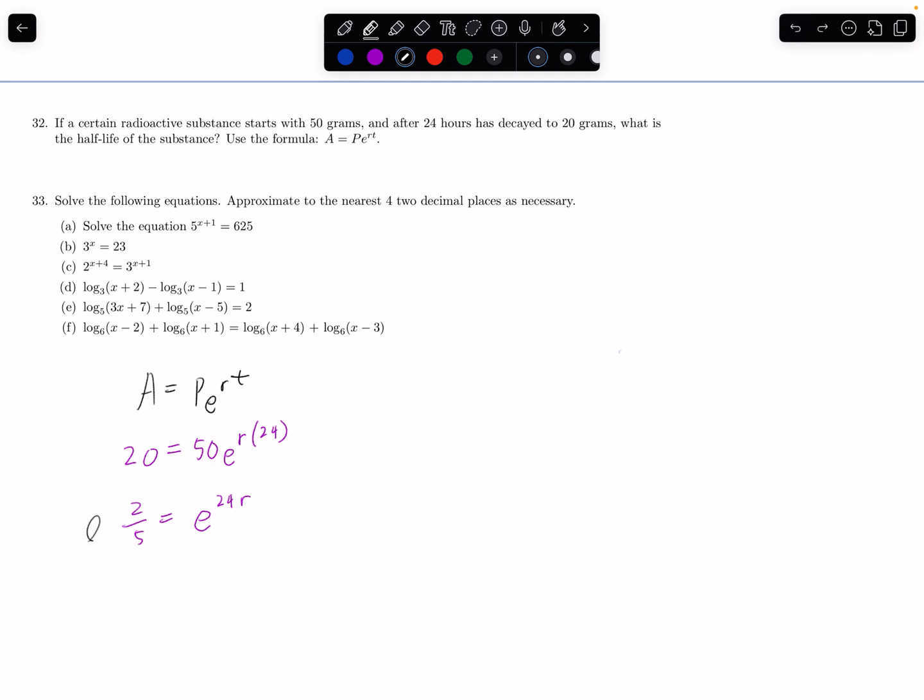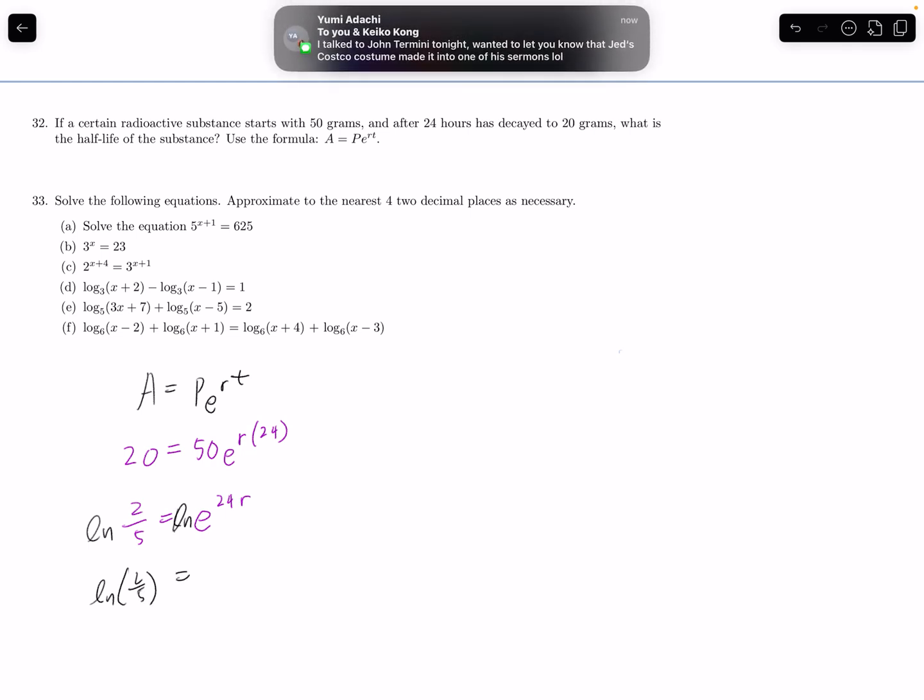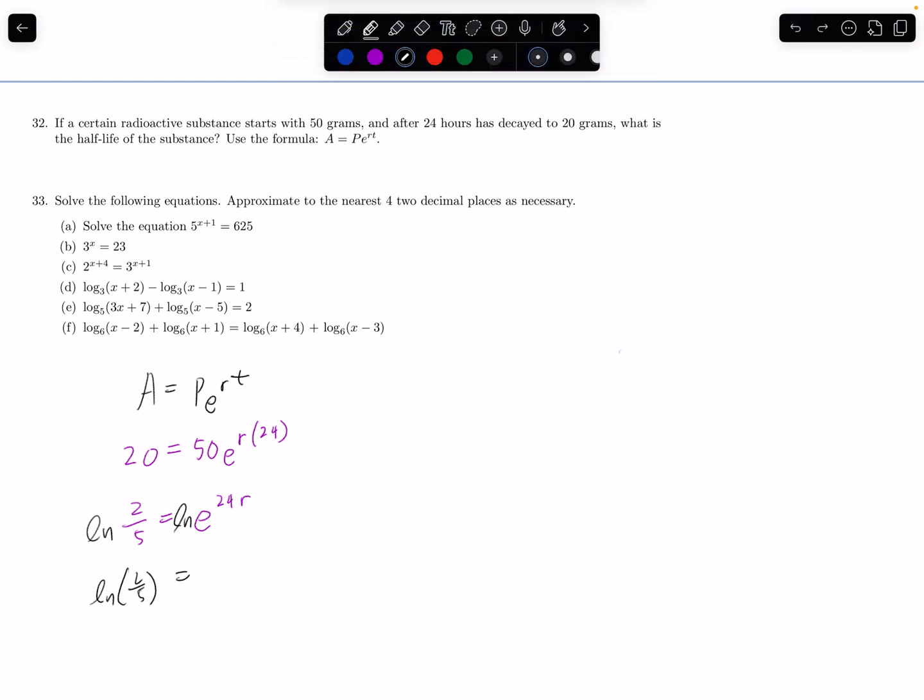Now, to solve this, I want to bring this R out of the exponent. So to do that, I'm just going to hit it with the ln, the natural log, right? On the left side, it's going to just do ln of 2/5. And on the right side, it's going to undo the e. So ln of e undoes each other, so you just get 24R. And then finally divide by 24 on both sides. So R is ln of 2/5 over 24. So there you go, there's your R.